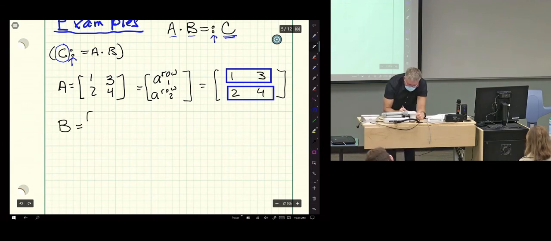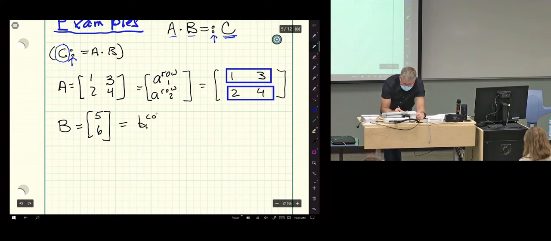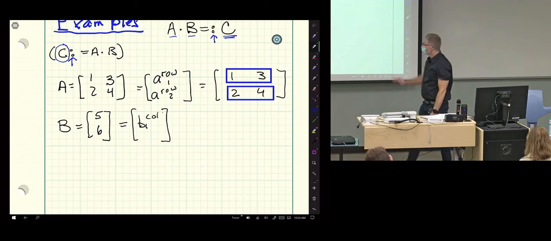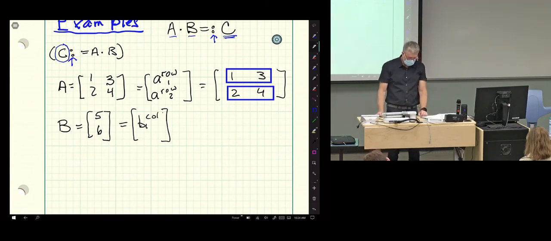Here's B, and I'm going to keep it simple. It's going to have one column. Okay, so that equals B1 column. Since there aren't two, I won't break it up. It's pretty clear that B1 column is 5 and 6.